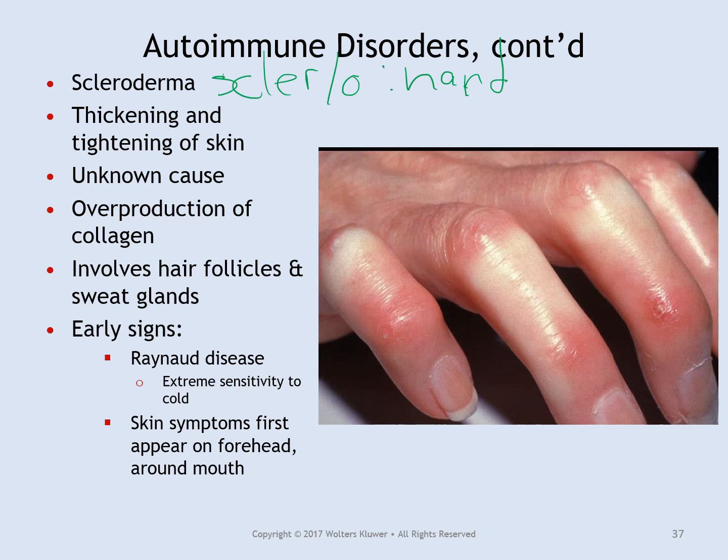Our classic hallmark sign of scleroderma is these white lines that you see along the knuckles here. That's caused by that excess production of collagen that's starting to cause the epidermis and the dermis to separate.